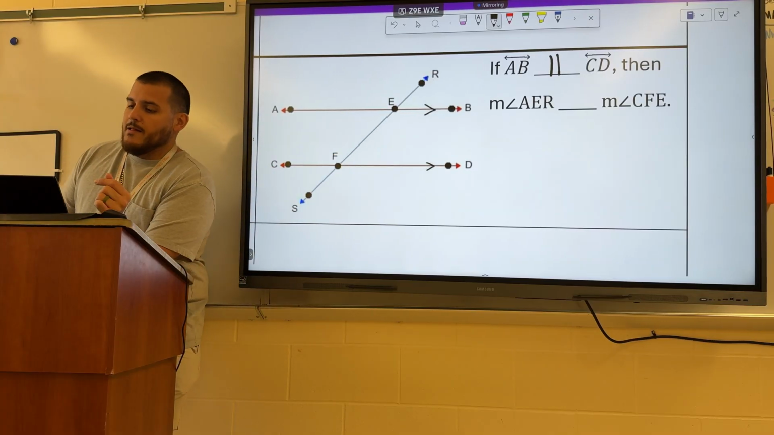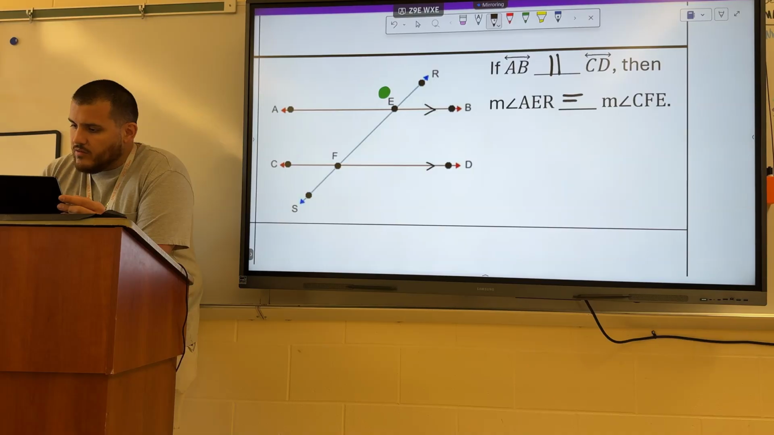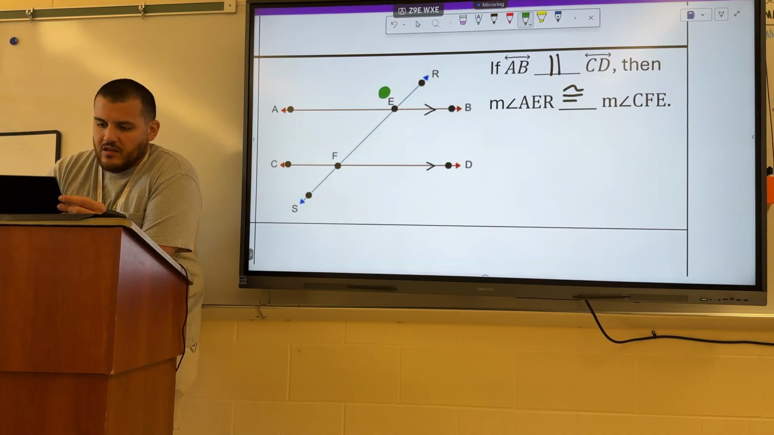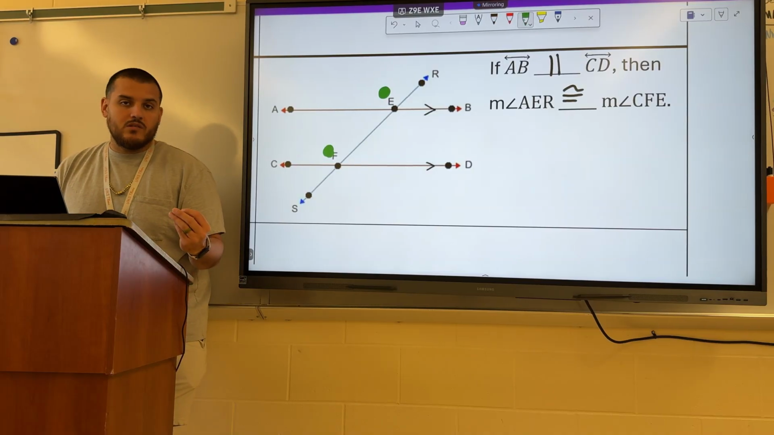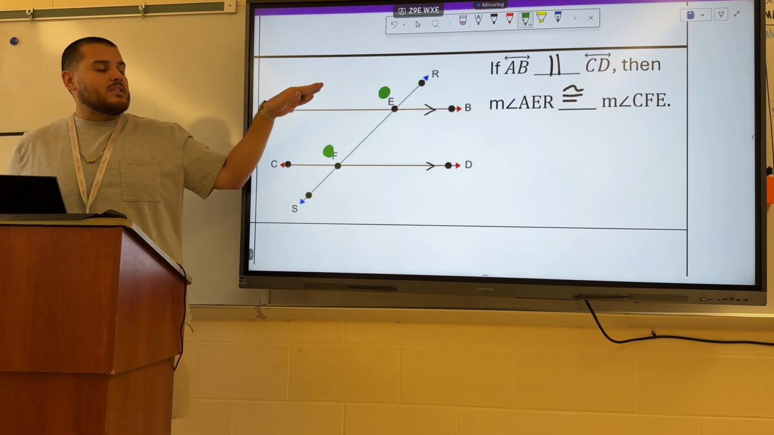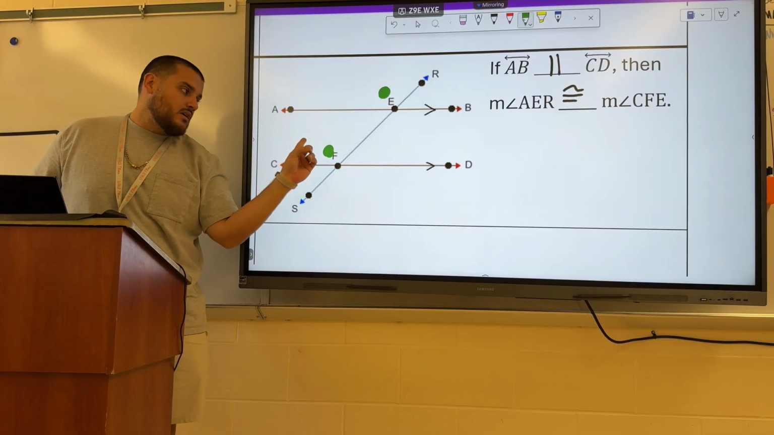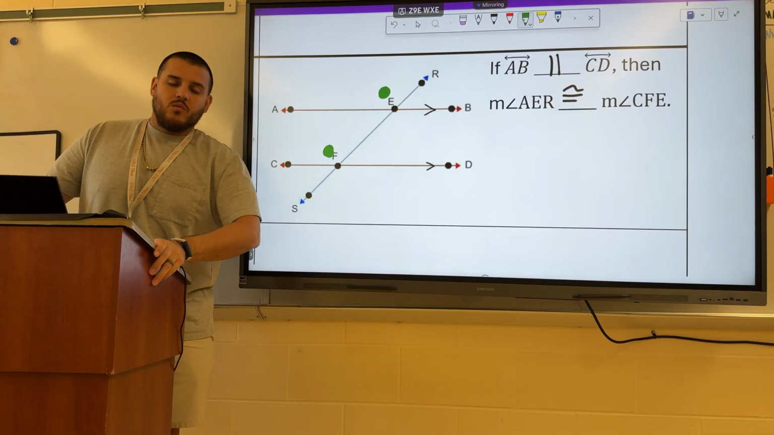If they're parallel, then angle AER, which is this angle right here, would be congruent to angle CFE, which is this angle here. So those are corresponding angles, but because these lines are parallel, I now know these angles have to be equal in measure. So if AER here was 100 degrees, CFE would also have to be 100 degrees.